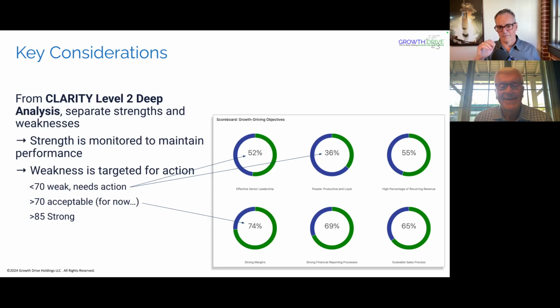Now, it's relative, because for one organization, moving their effective senior leadership from 52 to 70 might be easy. You might have just the right mix. For another organization, it could be painfully hard.